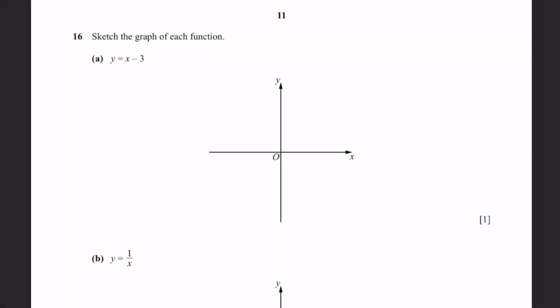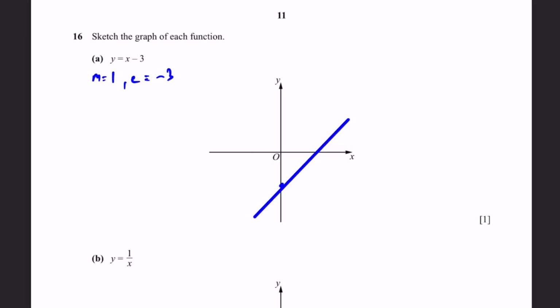Now going to question 16. Sketch the graph of each function. A, y equals x minus 3. So in this case, the gradient is going to be 1, and the y-intercept, c, is going to be minus 3. So the y-intercept is going to be below the x-axis, and the gradient's 1, so we just draw it approximately like this.